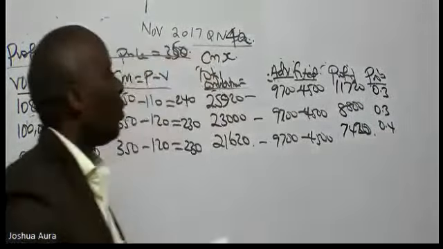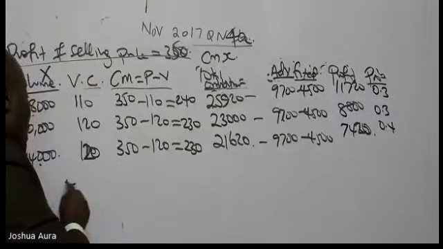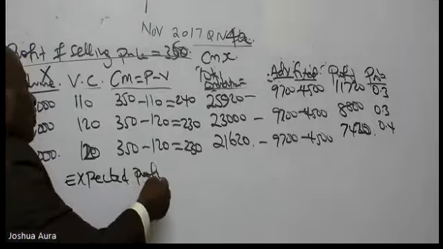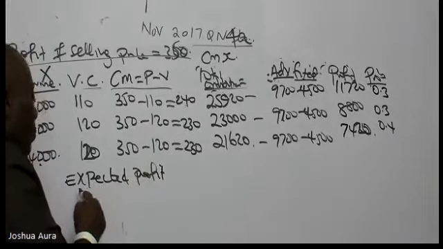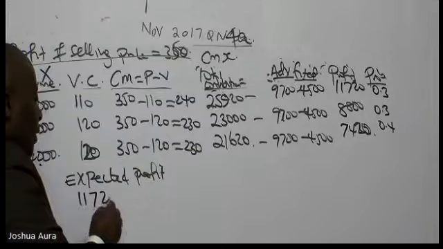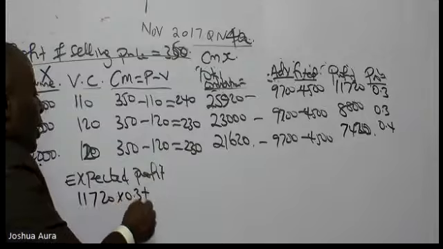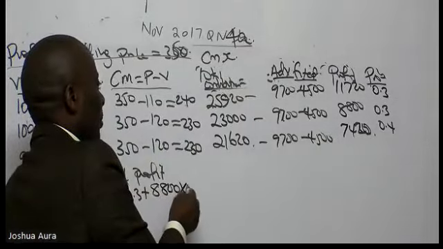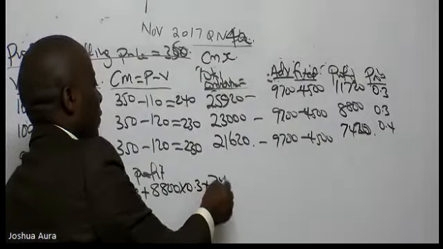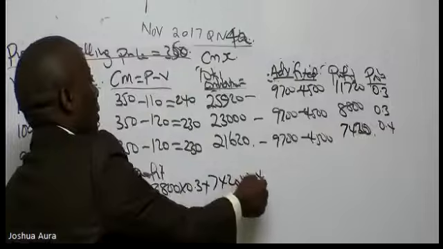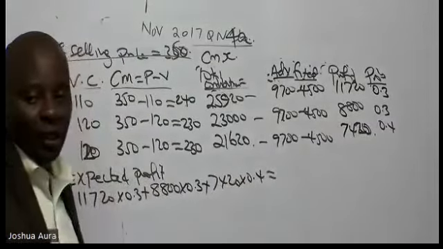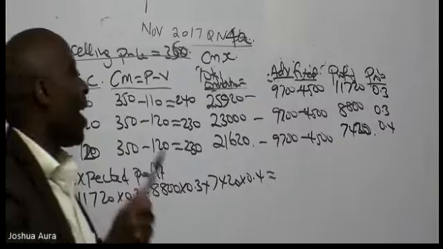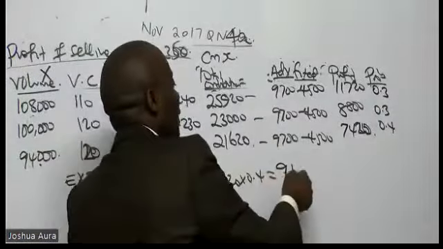Ladies and gentlemen, what I would want us to do very first is to ascertain the expected profit, the average profit. So the average profit will be 11,720 times 0.3 plus 8,800 times 0.3 plus 7,420 times 0.4, which gives us what figure at the end of the day? 9,124. Yay! And I remember that there are students who got this 9,124.